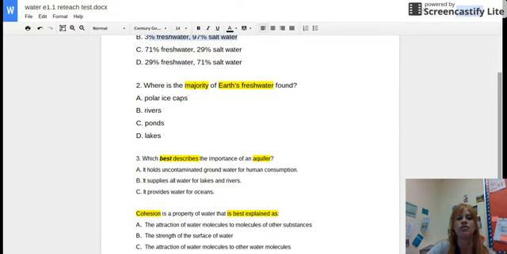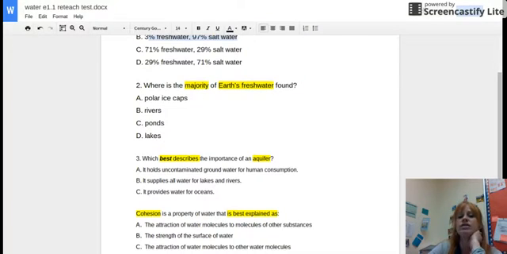All right, number 2, where is the majority of Earth's fresh water found? So again, I am looking for fresh water. What I underlined or highlighted was majority in Earth's fresh water. I have A, polar ice caps, B, rivers, C, ponds, D, lakes.